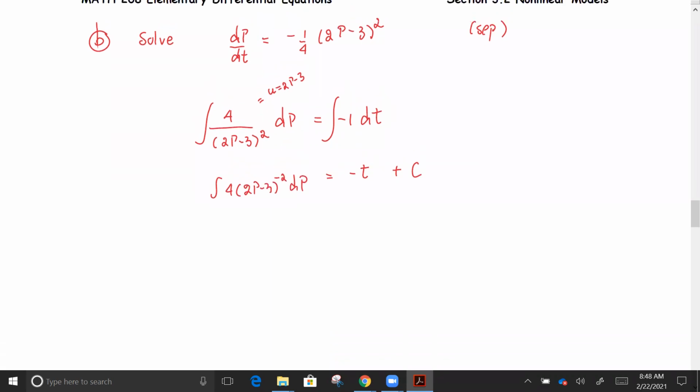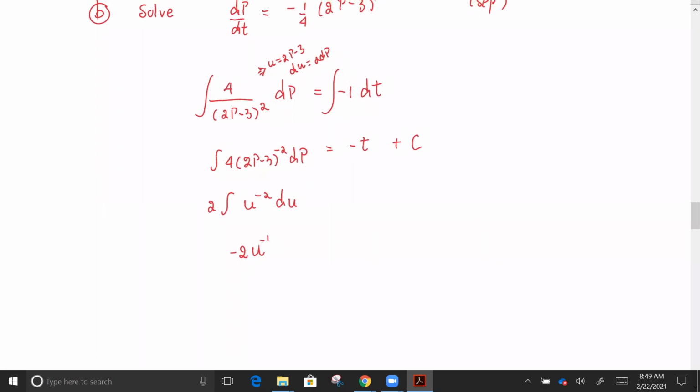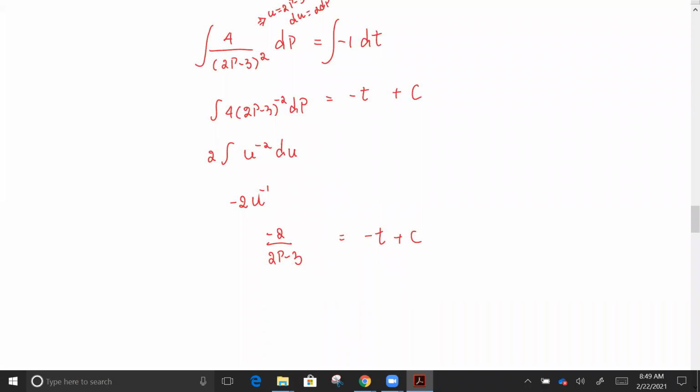From u equals 2P minus 3, du is 2 dP, or dP is 1/2 of du, which merged with the 4 gives 2 times the integral of u to the negative 2 du. This antiderivative gives negative 1 divided by negative 1 times u, which is negative 2 over u. Bring it back in terms of 2P minus 3. So we get negative 2 divided by (2P minus 3) equals negative t plus C. This is an implicit solution.